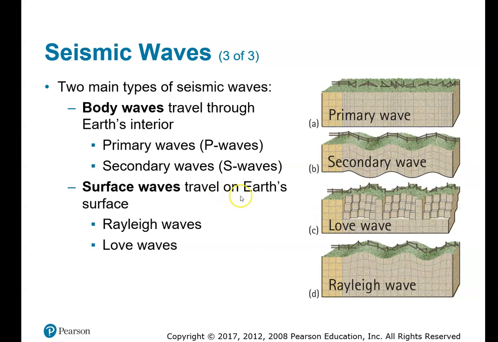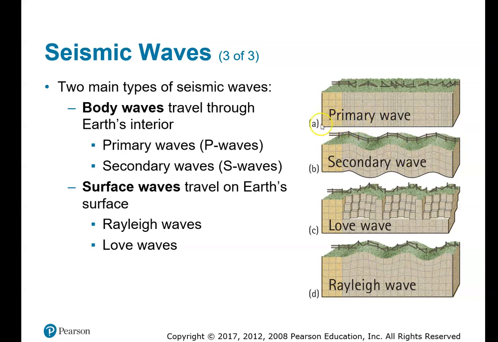And the surface waves, by the way, cause the most damage. When you have really strong surface waves during an earthquake, that's going to cause tremendous amounts of damage. Now for the body waves, we break those into two types: one is called a P wave, and the other is called an S wave.